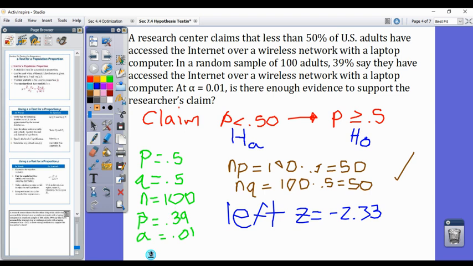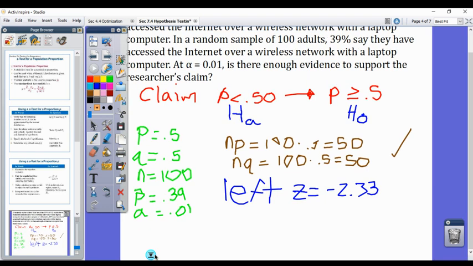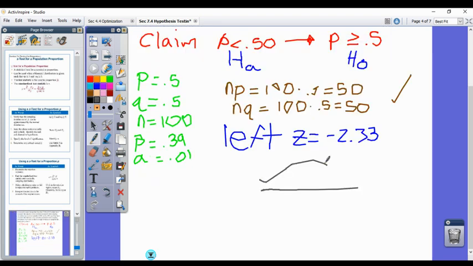Okay, so what is that telling me? That's telling me that if I have my bell curve like this, here is that z-score of -2.33. Anything to the left of that, so anything smaller than that, is going to be in my rejection region. Okay, so now let's go ahead and find the z-score.